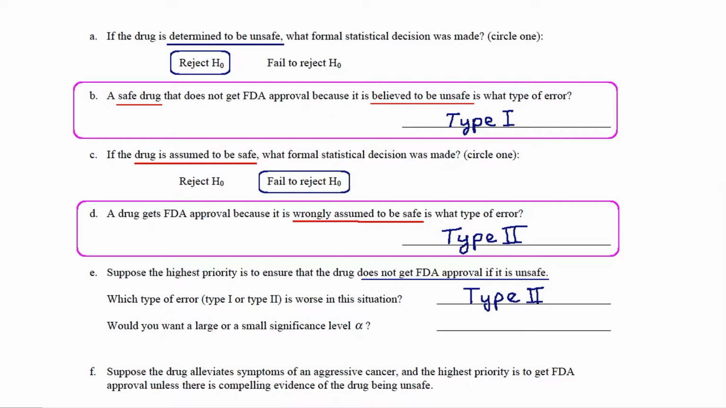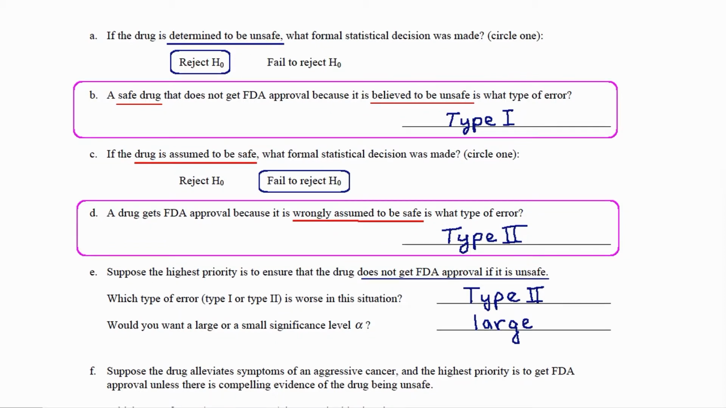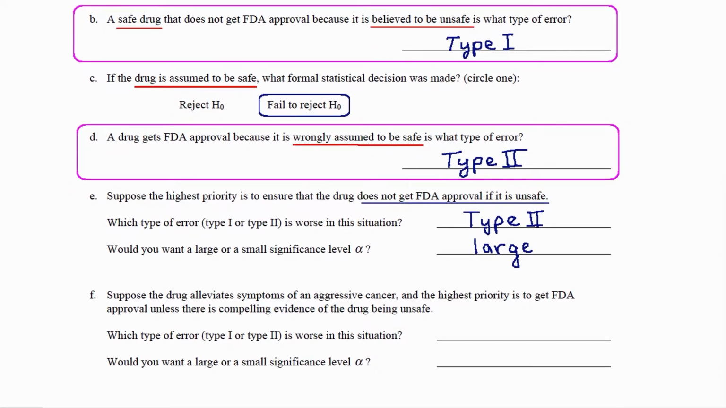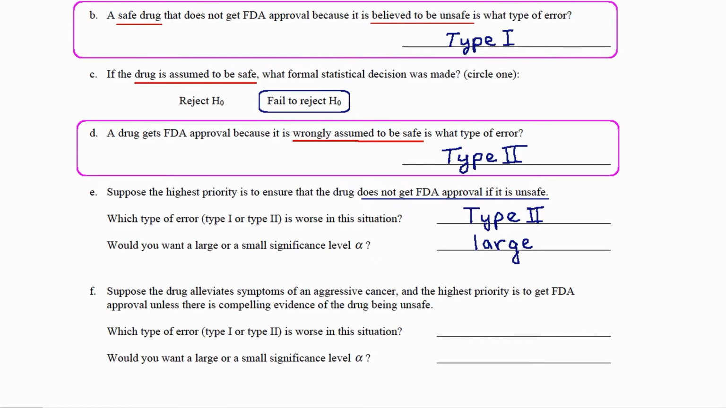To avoid a type 2 error, we want it to be easier to reject the null hypothesis, and therefore we want a large value of alpha. It's always a large value of alpha to avoid a type 2 error, and a small value of alpha to avoid a type 1 error. Now, of course, we could figure out the other one by process of elimination, but we don't want to do that. We really want to think about it and get more practice thinking about these questions.